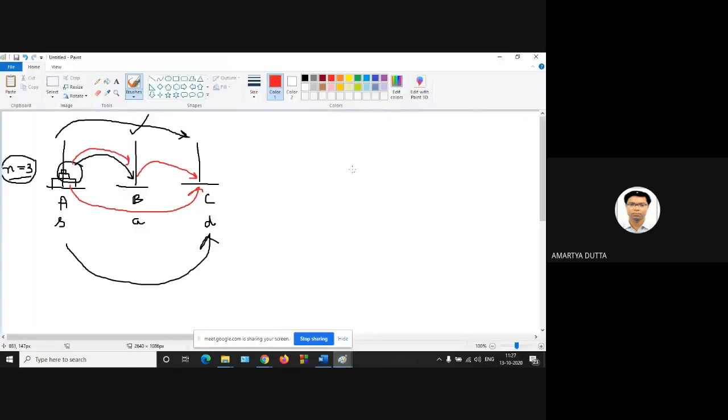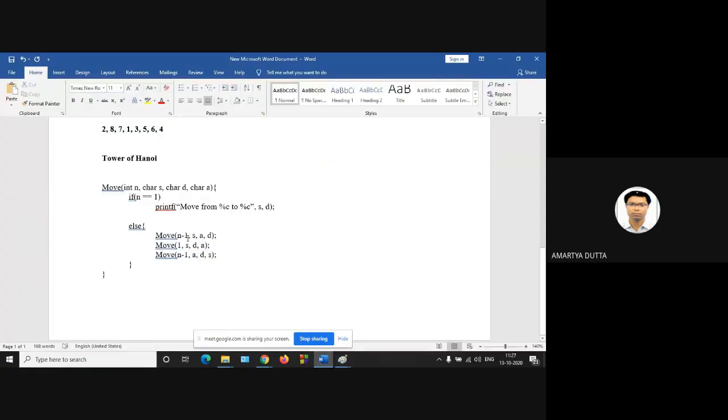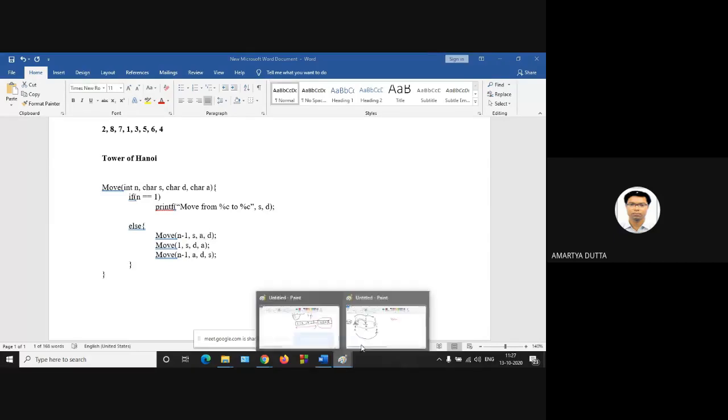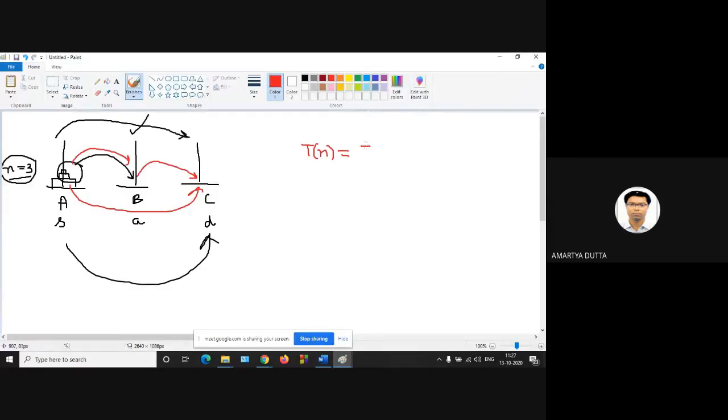Now what will be the recursion? T of n. What is n? Number of disks. What is T of n? Time taken for moving n disks. First of all, we have to move the n minus 1 disks from source to the auxiliary. So T of n is equal to T of n minus 1. This is your first action.